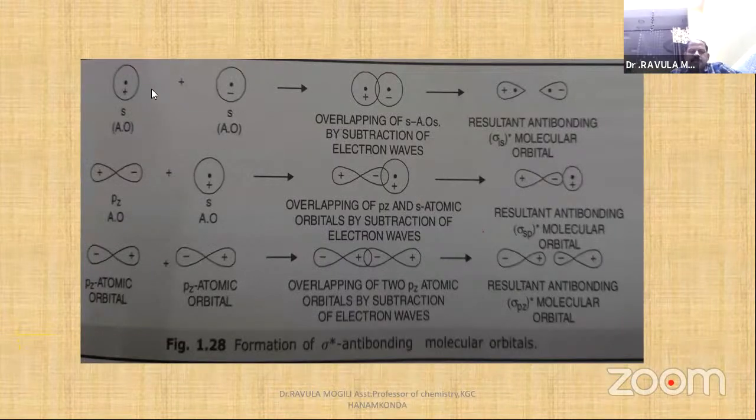So yes, plus and minus, this is anti-bonding. So the lobe of minus, this is a plus, gives formation of anti-bonding. Here also, this is plus and minus. So here is an anti-bonding molecular orbital.